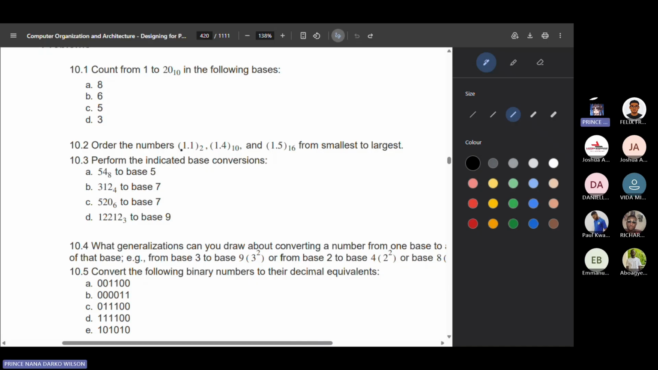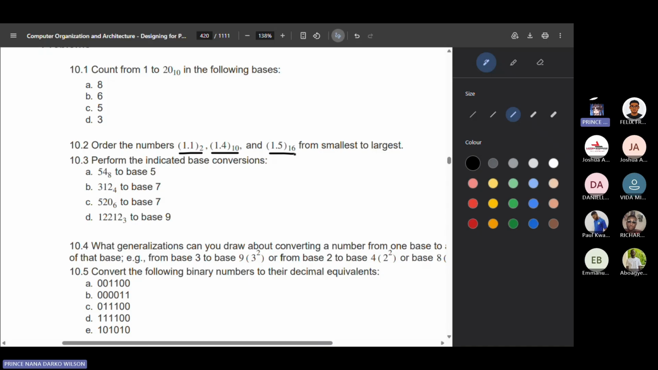Other than numbers 1.1 base 2, 1.4 base 10, 1.5 base 16 from smallest to largest. When you see questions like this, I want you to think back to forms of fractions. You see, there are several forms you can write a fraction in. You can write it as a percentage, a decimal, whatever. But in order to compare these respective forms, you have to choose a common form that you can put all the fractions in, and then you can easily compare and order them.